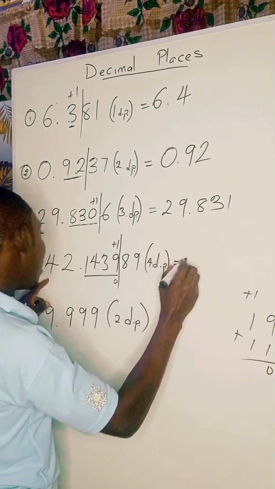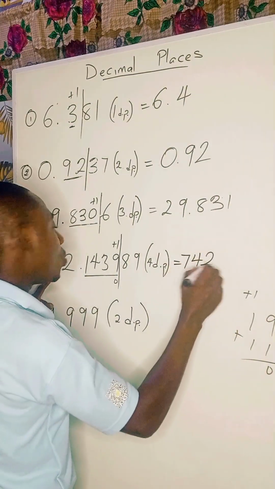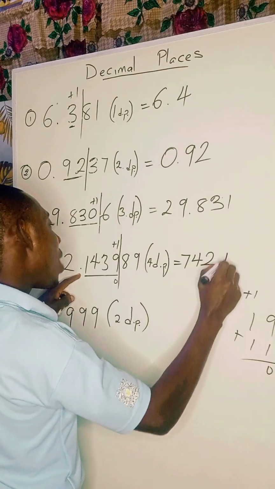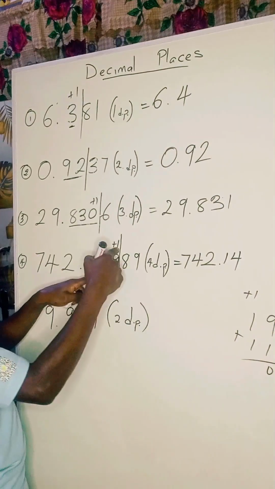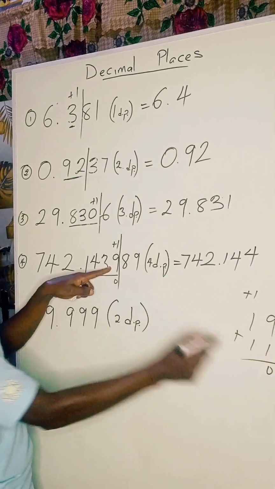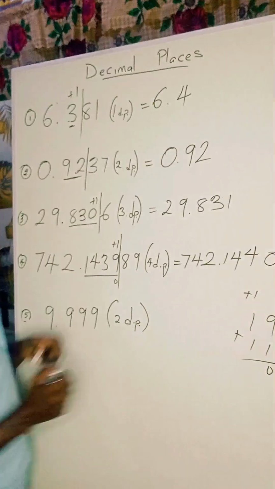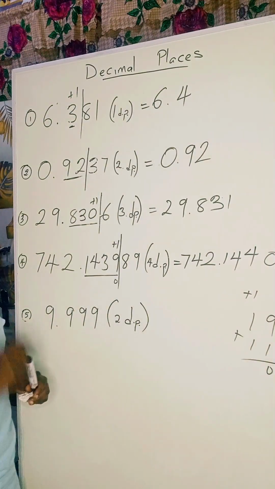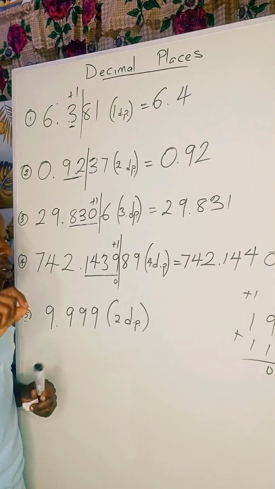So we end up having 742.14. The carry 1 was brought here. So 4, and then the 9 here was 0. So 742.1440.